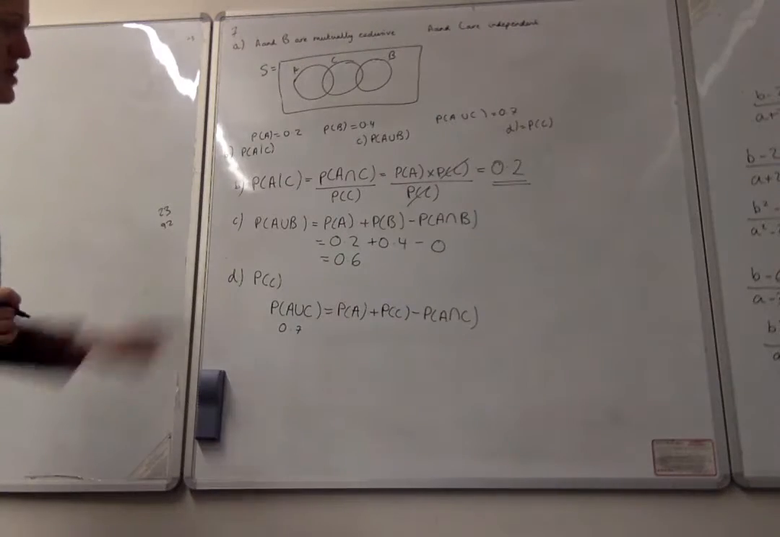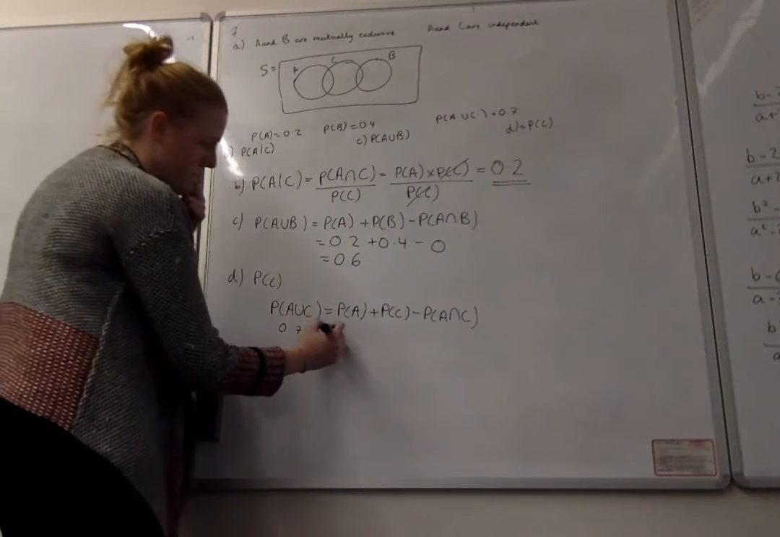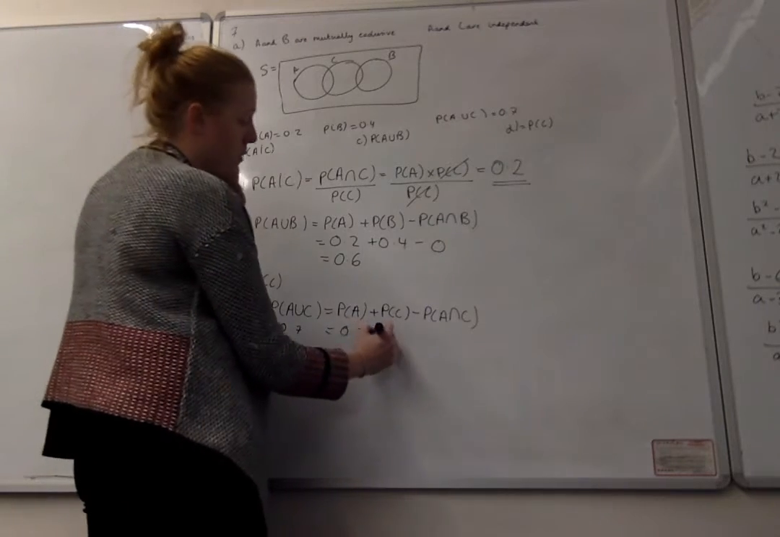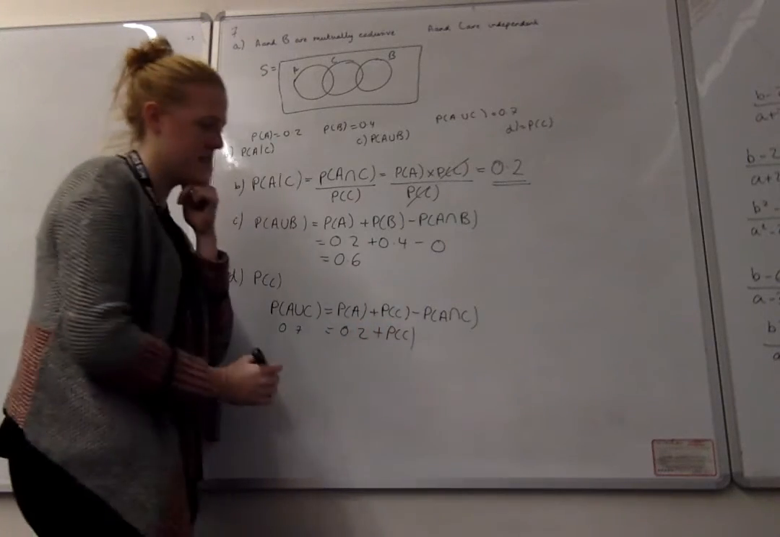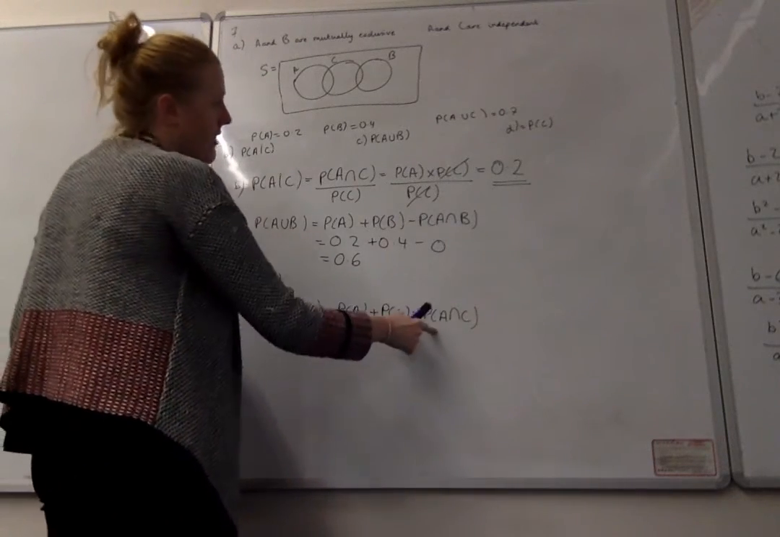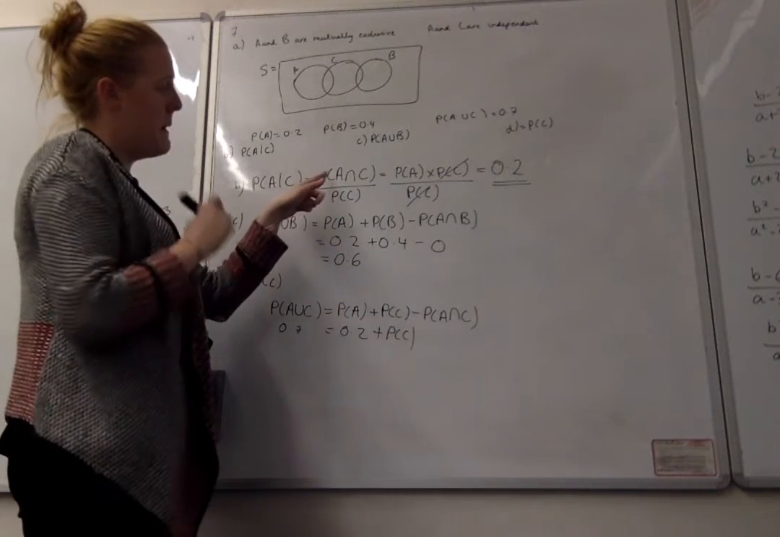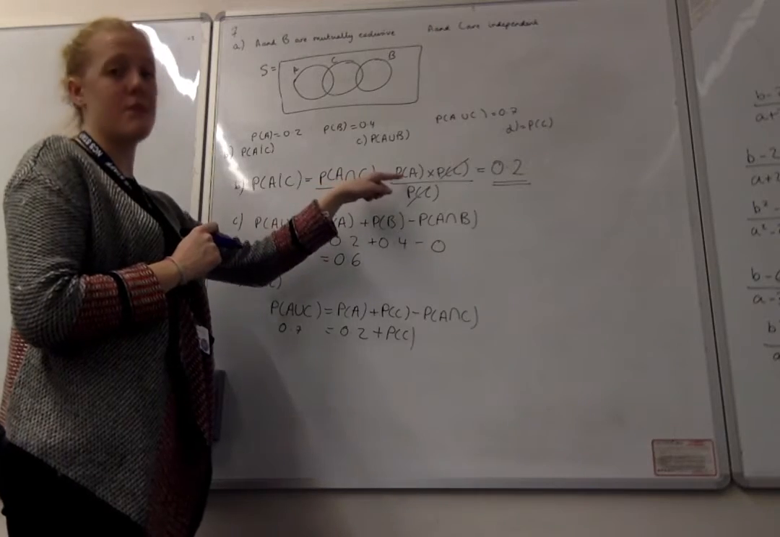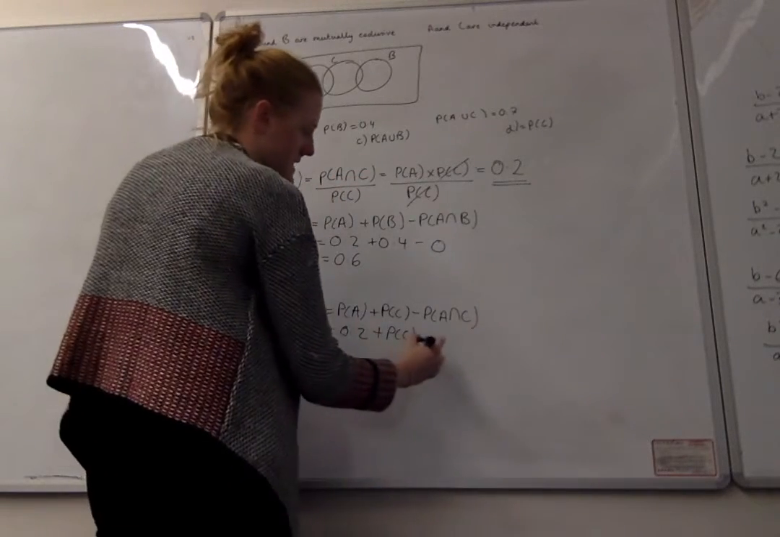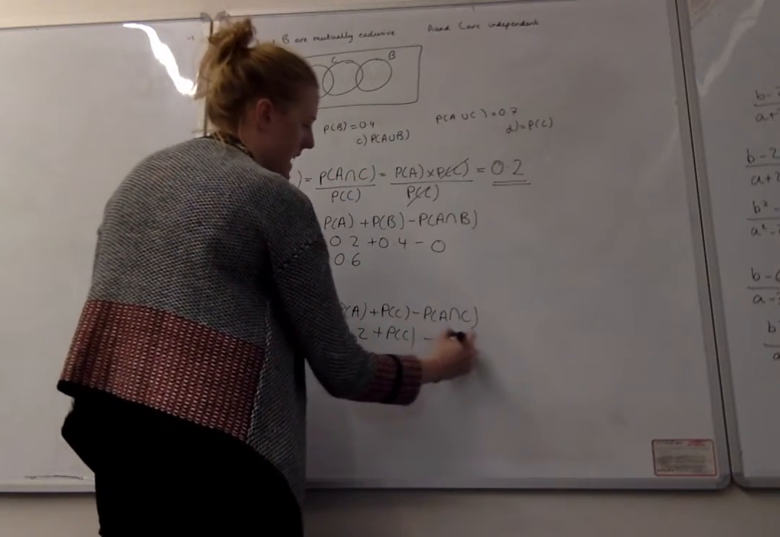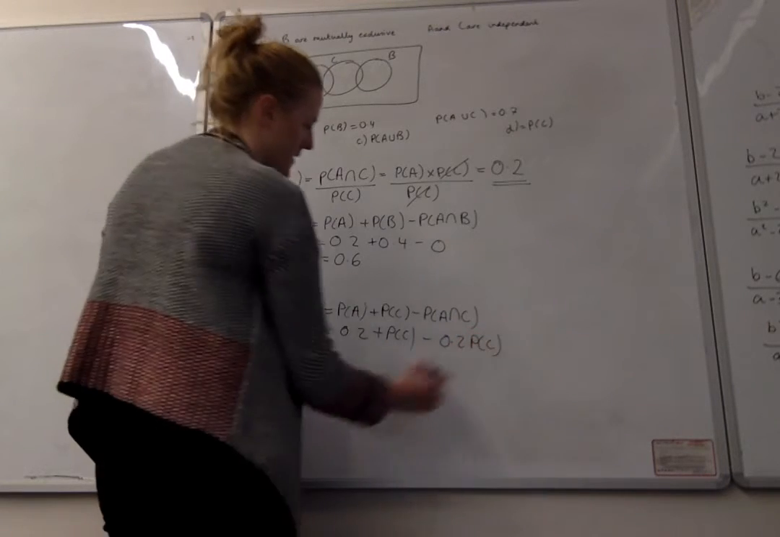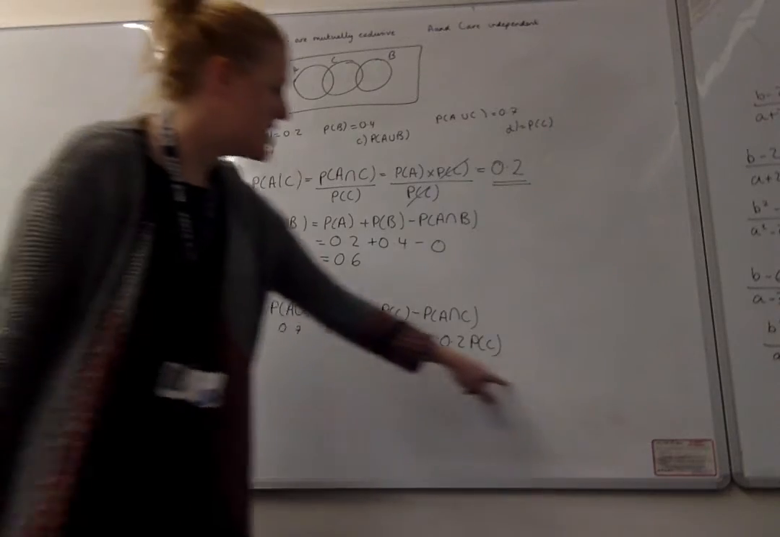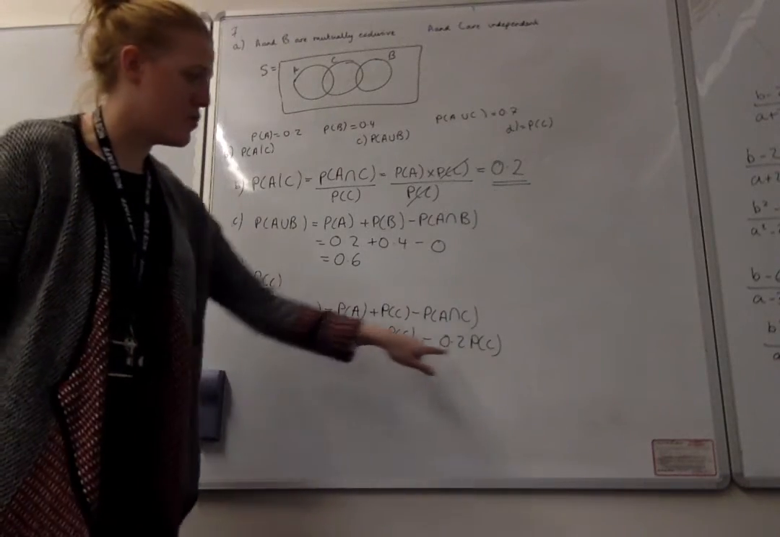Okay, so I do know that. I do know the probability of A, 0.2. I don't know the probability of C, so I'm going to leave it as an unknown. But I do know, thinking back to the first part of the question, that because these are independent, the probability of A and C is the probability of A times by the probability of C, which is the probability of A times by the probability of C. I can now see that I've got an equation here with just one unknown.